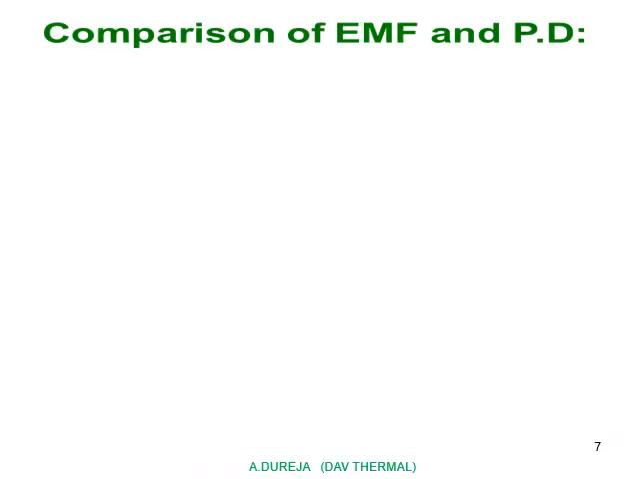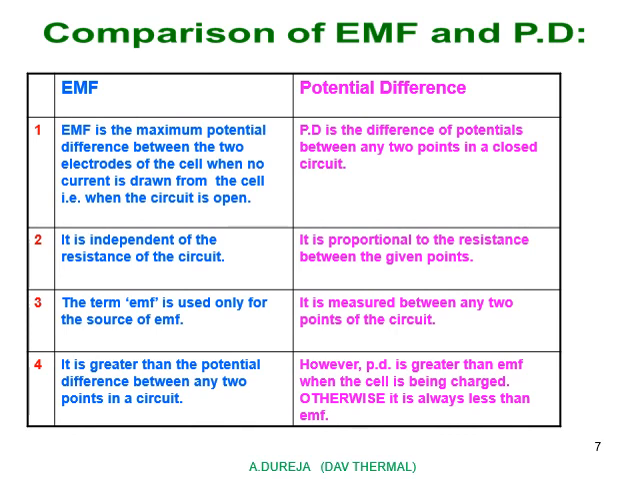Here are the points of difference between EMF and potential difference. Note that the EMF, that means electromotive force, is the work done by a source in taking a unit charge once around the complete circuit, whereas the potential difference is the amount of work done in taking a unit charge from one point of a circuit to another. So you can say that the EMF is a cause, whereas the potential difference is an effect.